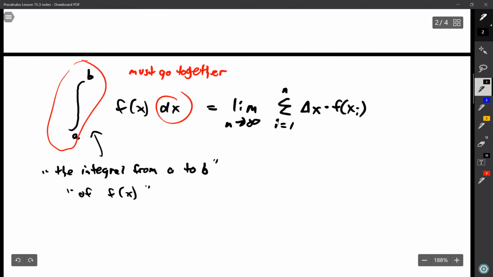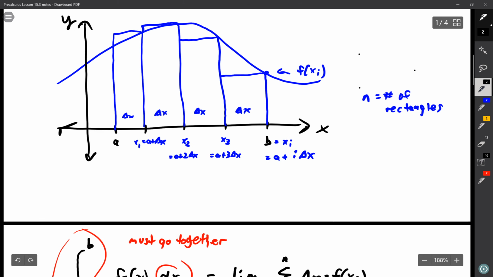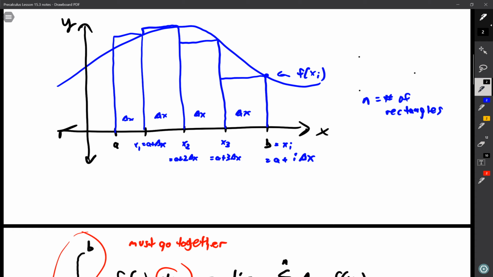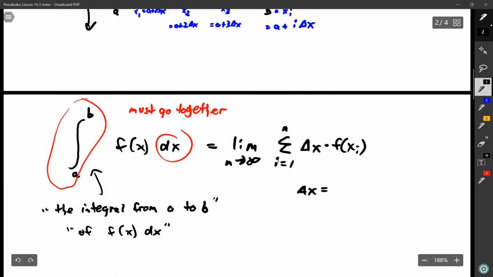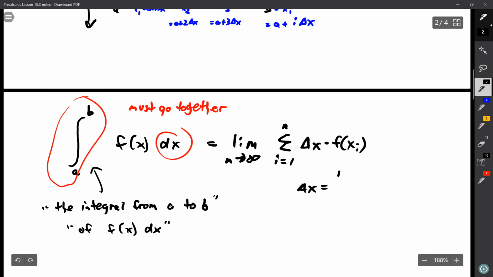There are two key important things here. Actually, I meant to add down here, of f of x dx. Sorry about that. So back to here. Delta x, we can say is, well, what are we doing here? Let me scroll up a little bit. We have a width. The total width is b minus a. If you did b minus a, you have the total width that we're dealing with, and then we're splitting it into n rectangles. So our delta x is going to be b minus a over n.